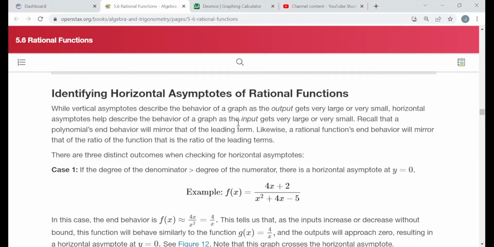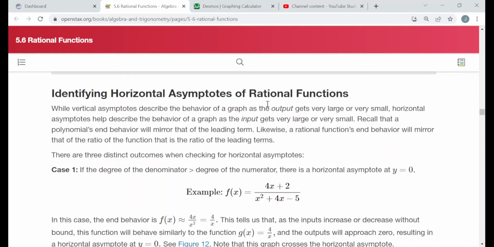Every example I'm going to be doing in this video is taken directly from a free online textbook at openstax.org. I'm in their Algebra and Trigonometry text, section 5.6, called Rational Functions, under the heading Identifying Horizontal Asymptotes of Rational Functions. Each example is either directly from the reading, one of the try it problems from the reading, or one of the exercises at the end of the section related to this particular objective.